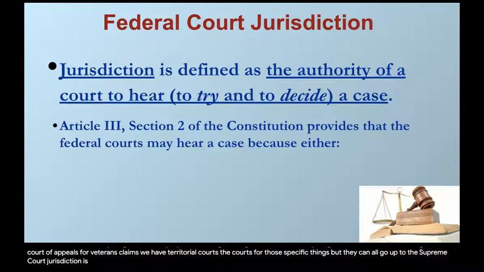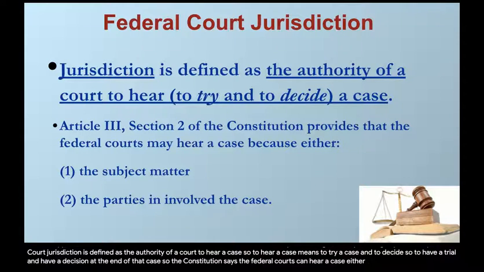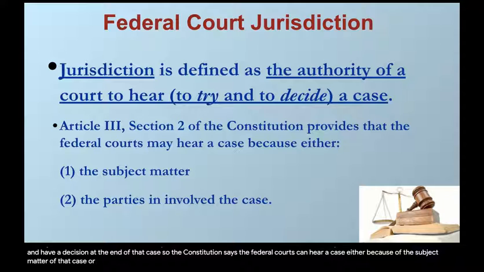Jurisdiction is defined as the authority of a court to hear a case. So, to hear a case means to try a case and to decide. So, to have a trial and have a decision at the end of that case. So, the Constitution says the federal courts can hear a case either because of the subject matter of that case or because of the people involved in the case.